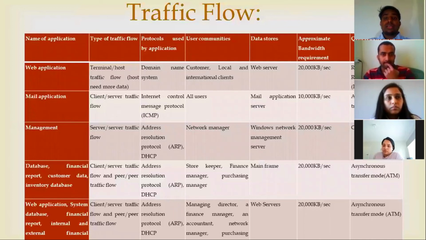Moving on to the traffic flow, the traffic flow is having a web application. The traffic flow usually shows how the network or data is flowing from one end to the other end. Starting with the web application, the data is flowing from the terminal to the host using the domain name system protocol, with a bandwidth of 20,000 kb per second, and the quality of service requirement I have used is resource reservation protocol.